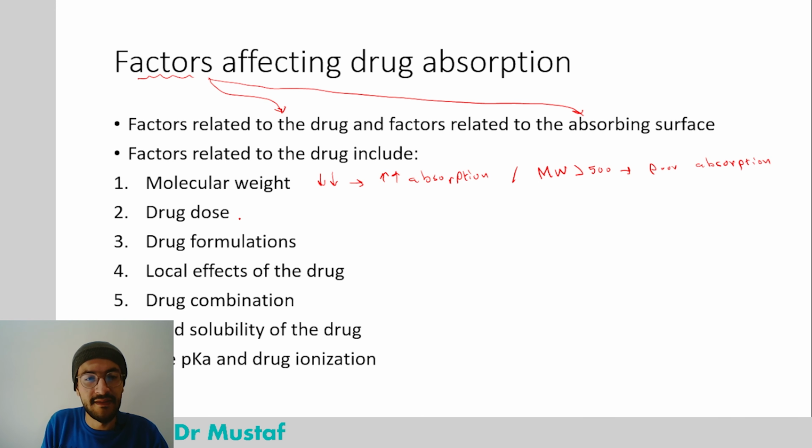We also have the drug dose. The higher the drug dose, the better the absorption. And drug formulations, like the extended release formulations, would lead to slow absorption because the formulation would have a lot of layers that would dissolve slowly. So an example would be the extended release formulation, which would give us slower absorption compared to the immediate release.